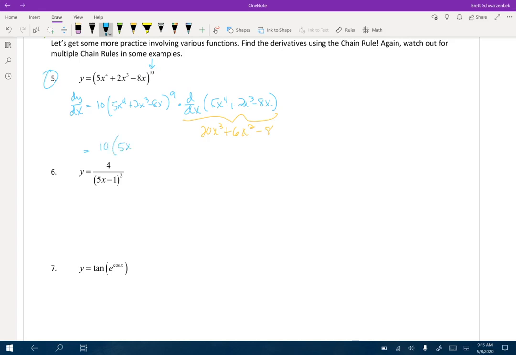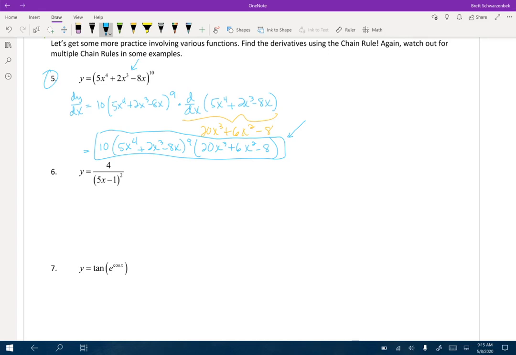We can just write 5x to the 4th plus 2x cubed minus 8x to the 9th times 20x cubed plus 6x squared minus 8. So this is the derivative of our problem. And I always go back to this, but just to be clear, if I had graphed this insane function of loop-de-loop polynomial, then if I wanted to know the slope of the tangent line at any point, it would be by plugging that value of x into here. So nothing has changed with the derivative and what it means, but that is the derivative of the function.